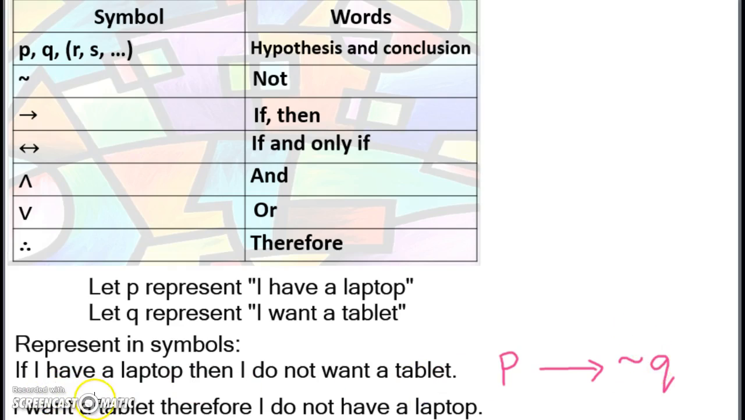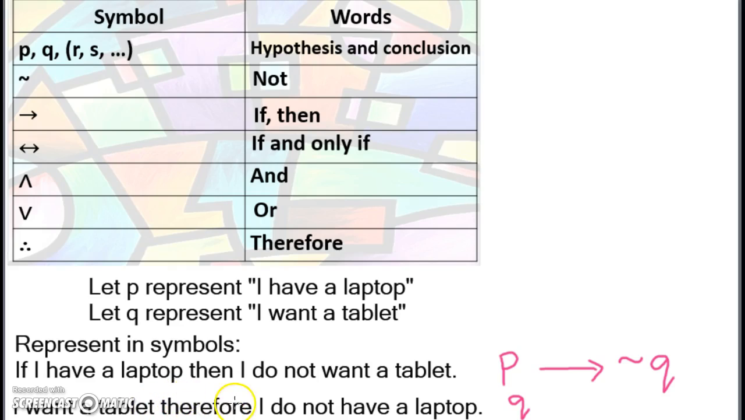And we have one more to go. It says, I want a tablet, therefore I do not have a laptop. The first thing I notice is that it does not have an if and a then, which means it is not getting an arrow, because this is not a conditional statement. This is just a statement. The first part says, I want a tablet. Well, I want a tablet is the letter Q. So I'm going to put a Q.